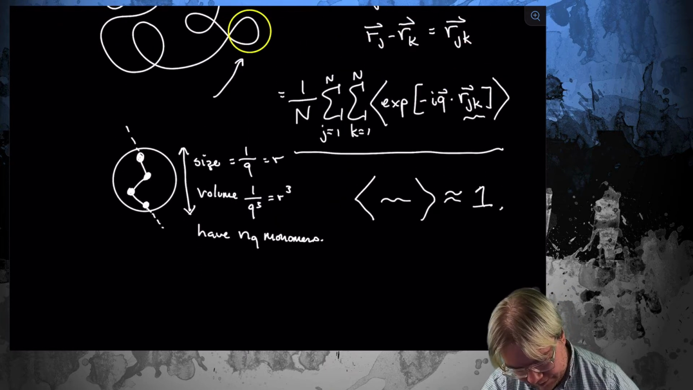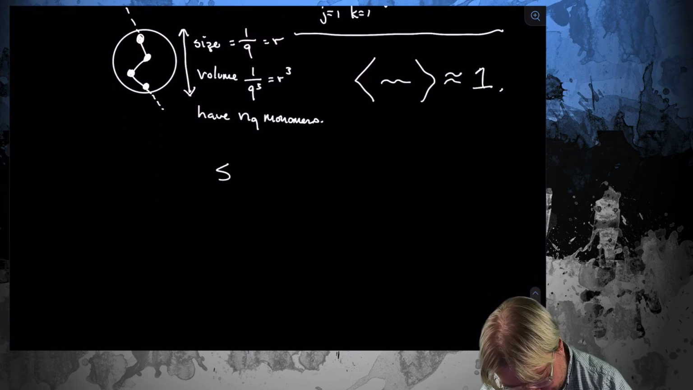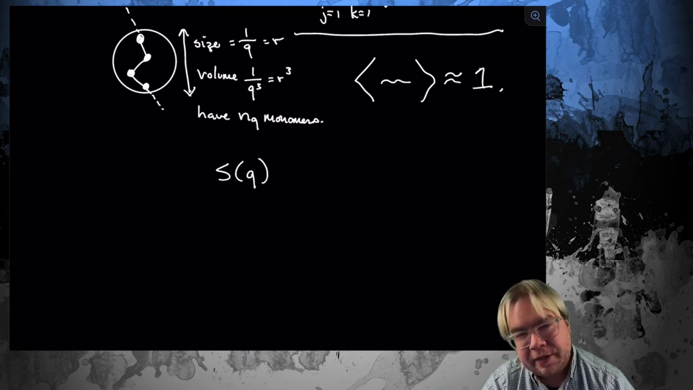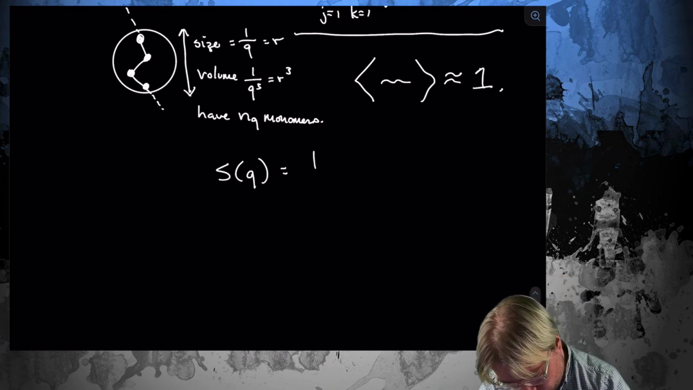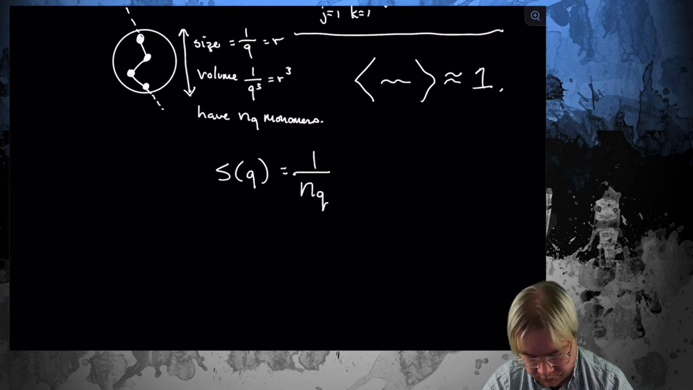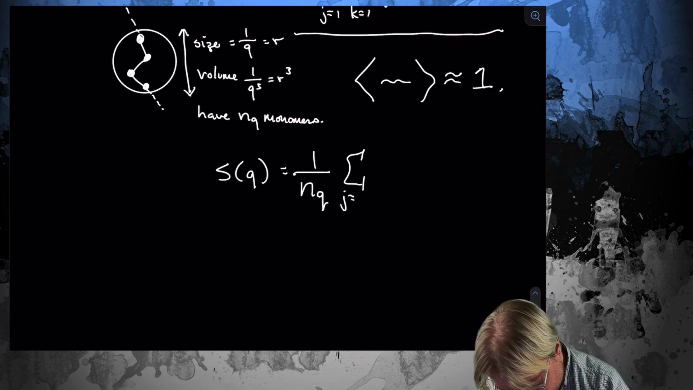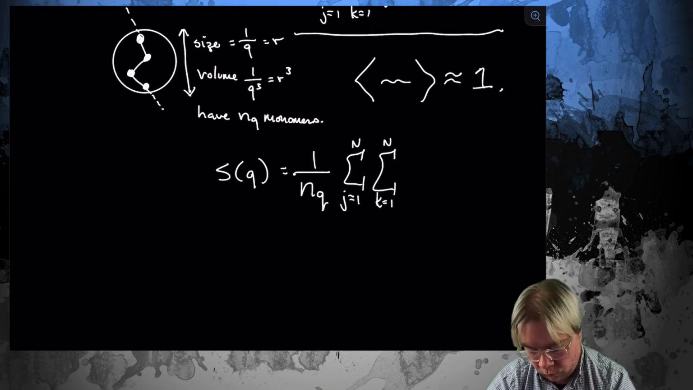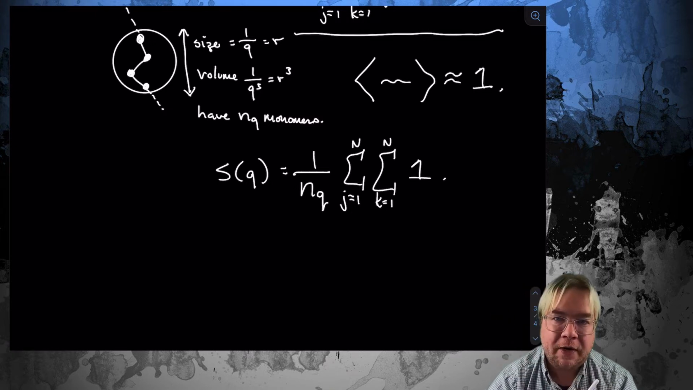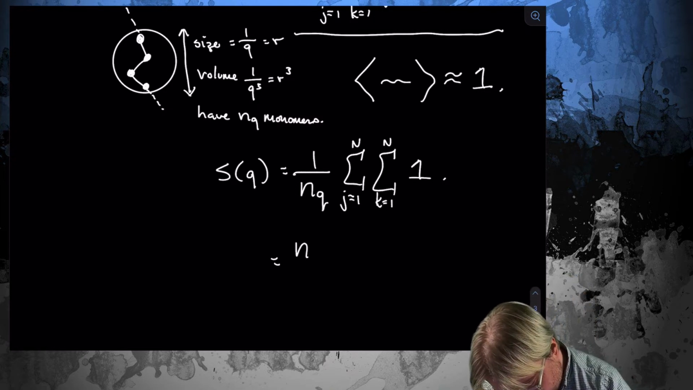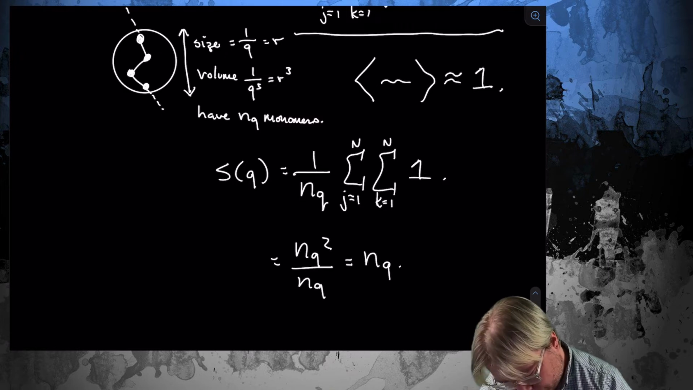Well, if I have this sum, let me just write it out. S of q in this region is going to be 1 over the number of particles that I have there, so 1 over n sub q, times the summation as j goes from 1 to n, and k goes from 1 to n, of 1. Well, I've got a double sum, so this will give me the number of monomers in that region squared. So this will be n sub q squared divided by n sub q, or n sub q.